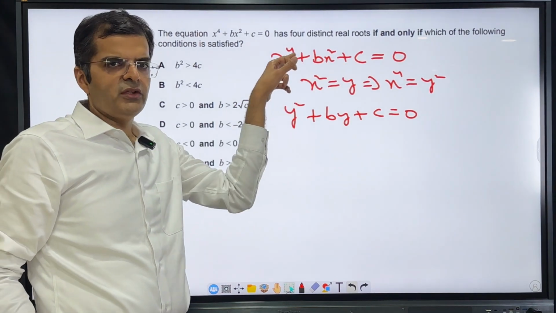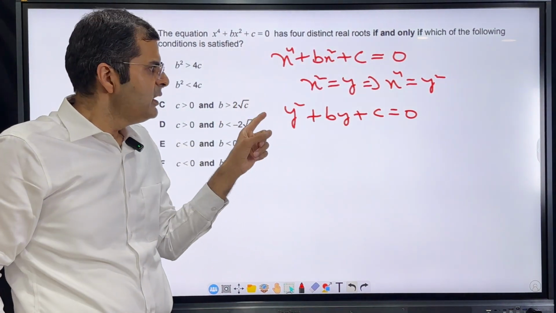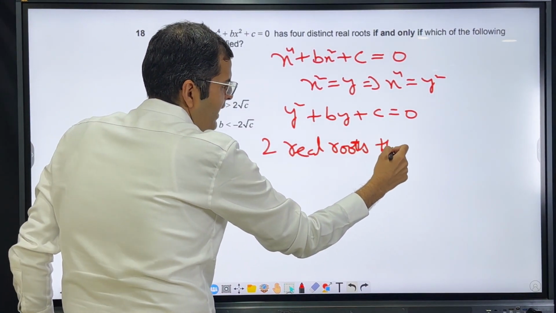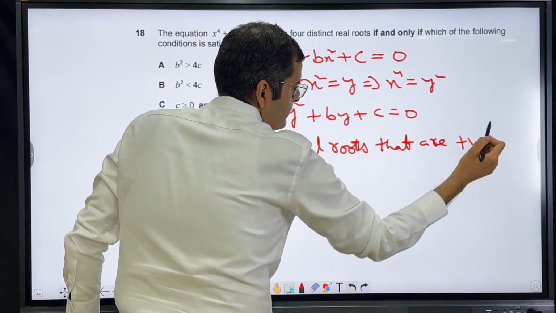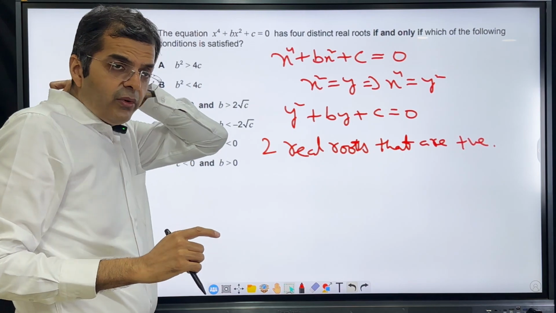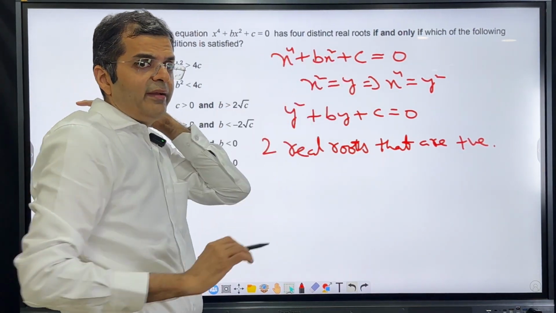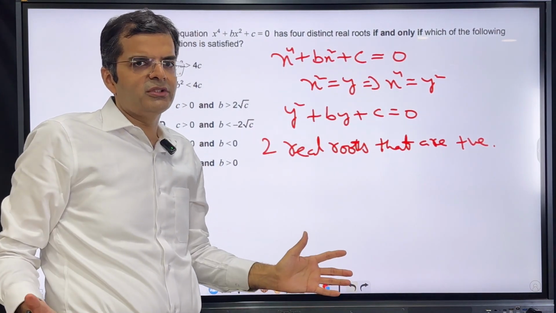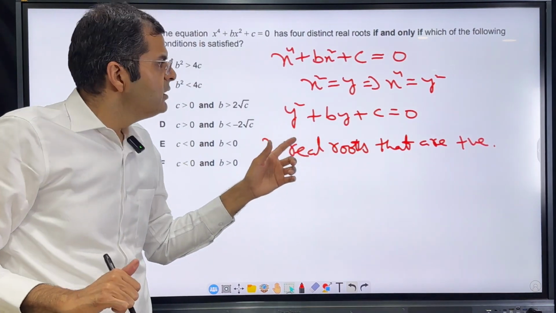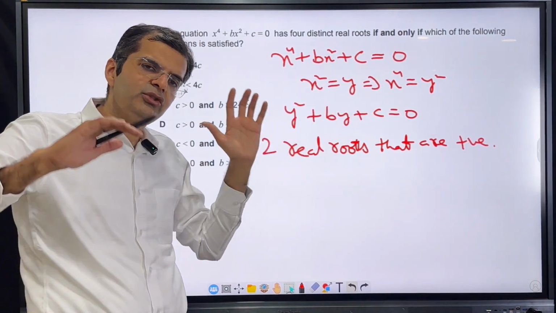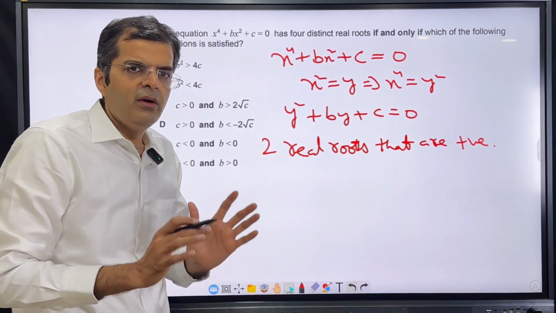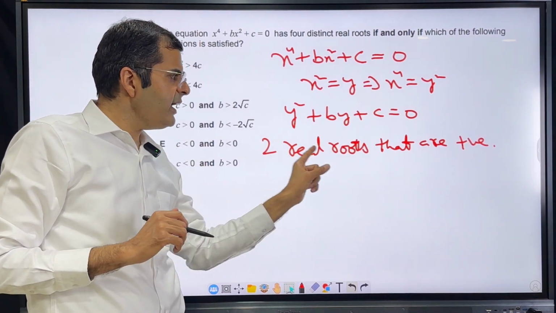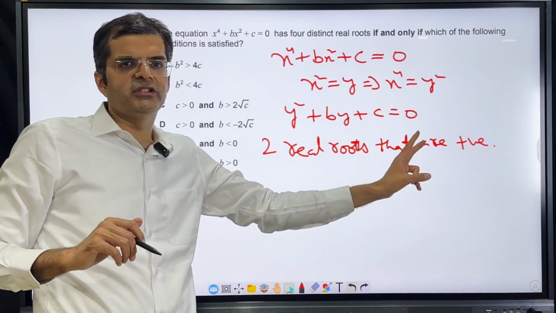Now for the first equation to have 4 real roots, this quadratic should have 2 real roots that are positive. Why? Because x square is y, so x square cannot be negative. If x square becomes a negative number, then they become complex or imaginary roots. So y has to be a real positive number. So this quadratic y square plus by plus c should not only have real roots, but the 2 roots have to be positive also.